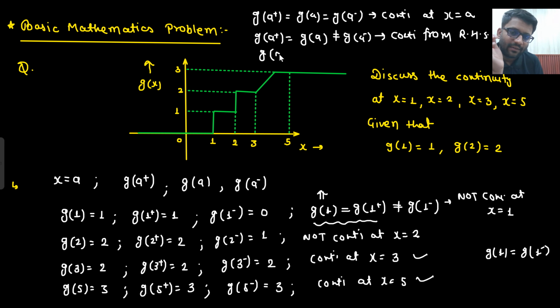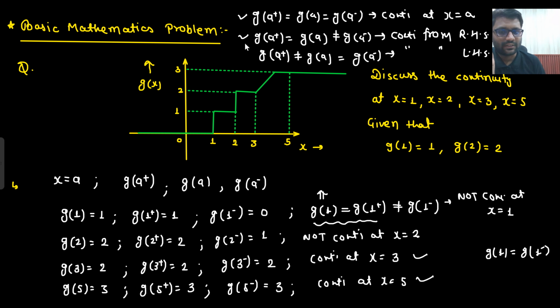Okay, and if the condition is that these are not equal but these guys are equal, the meaning is continuous from left hand side. If nothing is equal, then not continuous at all. Although this is also known as not continuous, in some books you can find continuous from right hand side, continuous from left hand side. So you should be knowing the meaning of all these three. Is that clear to you? So this is just some mathematics that we wanted to discuss.